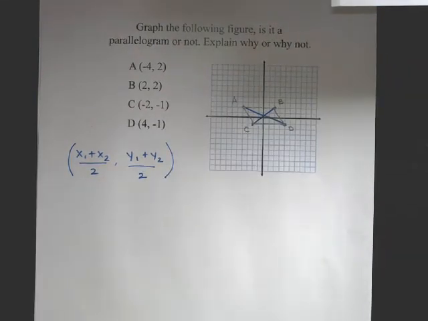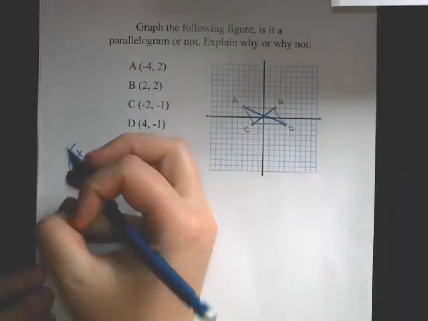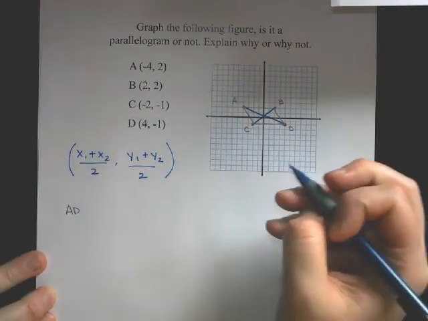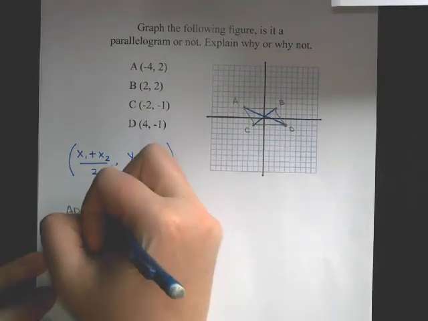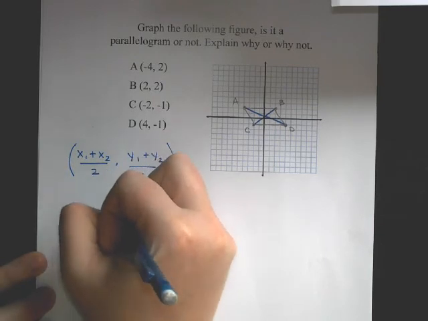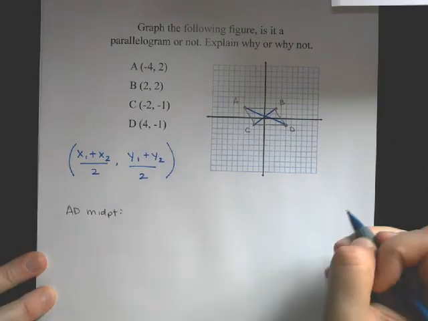So I'll know that this is a parallelogram if the midpoints of the diagonals are going to end up being the same. So this is where it's going to be a little bit tricky. You got to make sure you're looking at the actual diagonals. So the diagonal, the first one is going to be AD. So I'm just going to keep my work nice and organized here. AD midpoint.